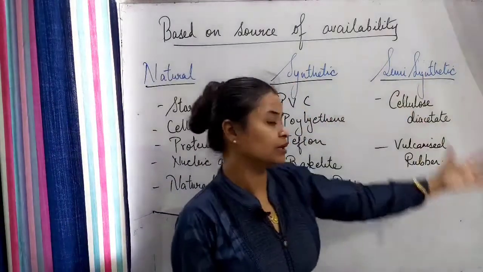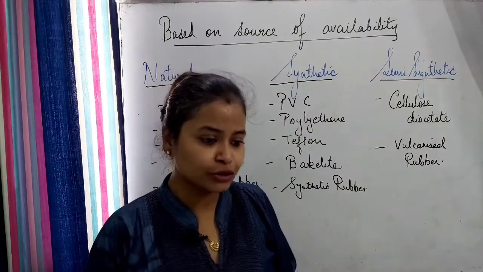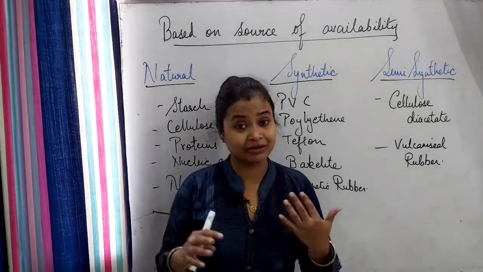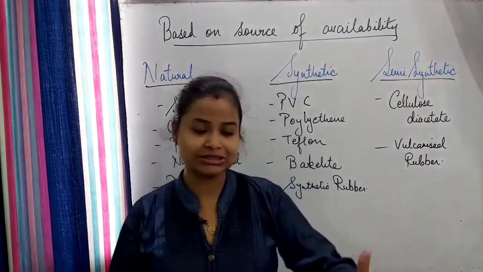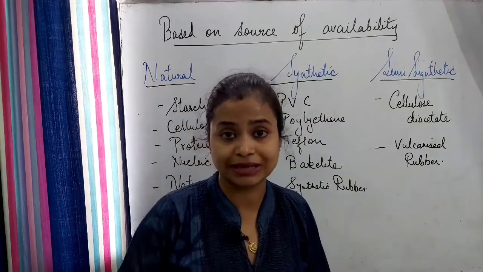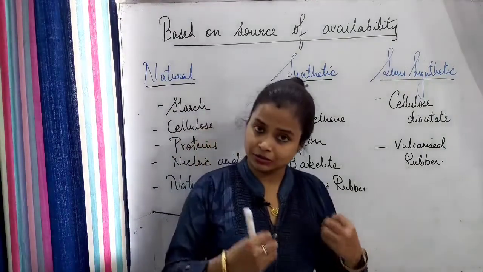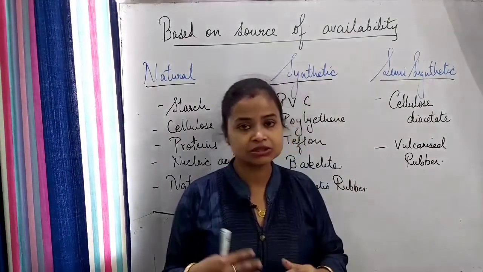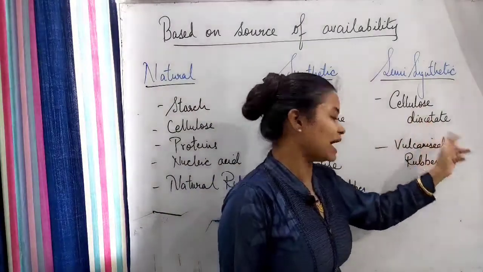Then semi-synthetic polymer. Now semi-synthetic polymer means actually their monomeric units are obtained naturally only, that is from nature, but certain modifications are done in these natural units, so that is why we say semi-synthetic. Okay, they are obtained naturally, but some modifications are made in them, so they become semi-synthetic. Like for example, cellulose diacetate.